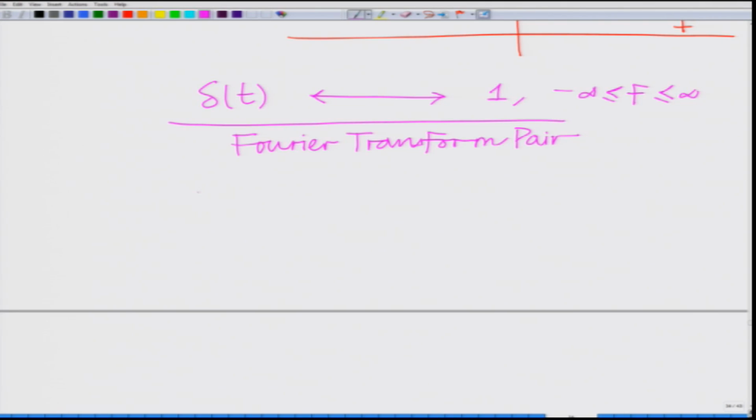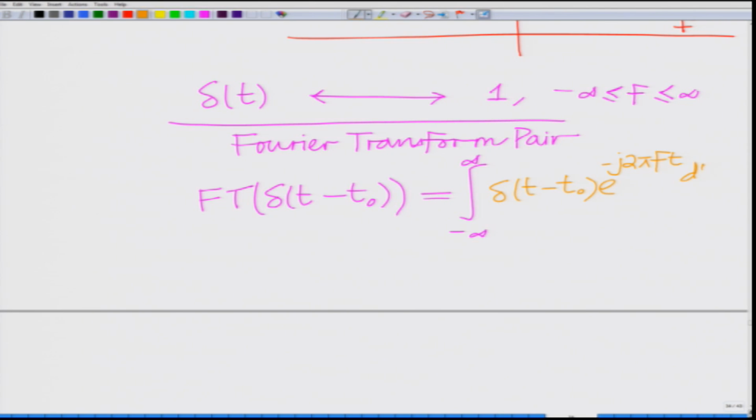Again, similarly, you can find the Fourier transform of the shifted impulse delta t minus t naught. The Fourier transform of delta t minus t naught equals the integral from minus infinity to infinity of delta t minus t naught e power minus j 2 pi f t dt. Once again, this is your phi of t from the previous properties. So this is e to the power of minus j 2 pi f t evaluated at t equal to t naught, that is e to the power of minus j 2 pi f t naught.